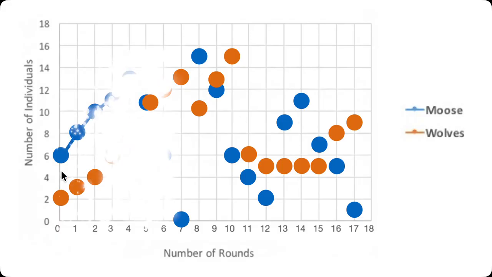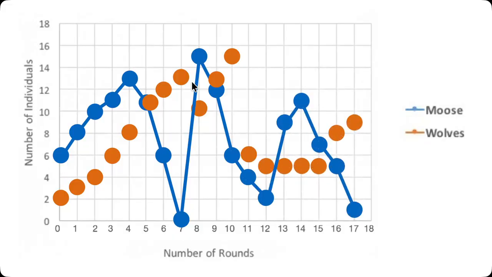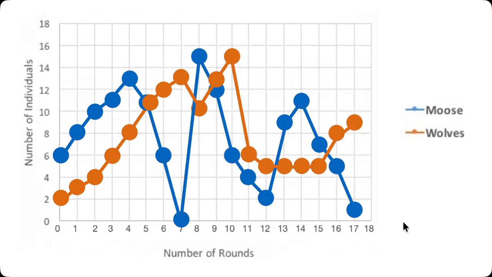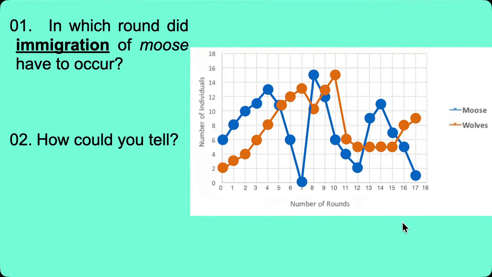Okay, you're going to be connecting your dots together. So all of the blue, connect them together. We get this kind of movement up and down. Orange, connect together. You get these kind of movements up and down. All right, now you're going to be asked some questions about it. In which round did immigration of moose have to occur? So look at the blue. When do you think immigration occurred? And then number 2 is why.